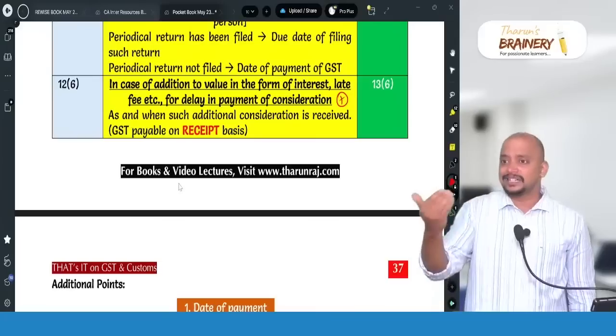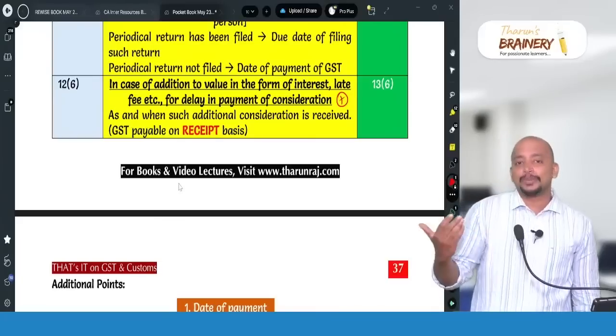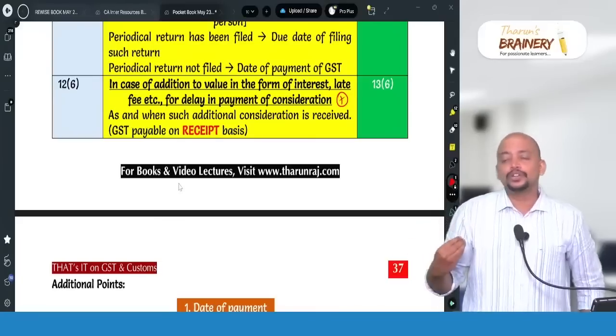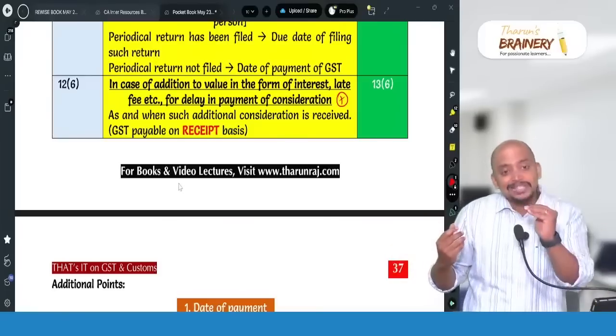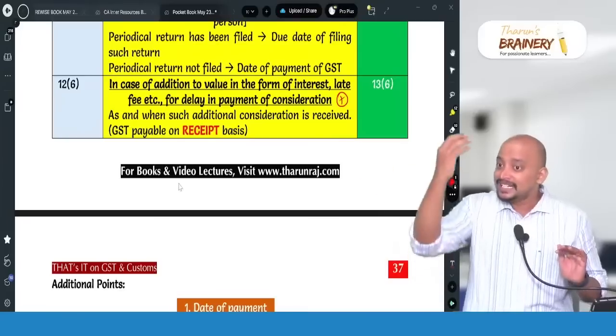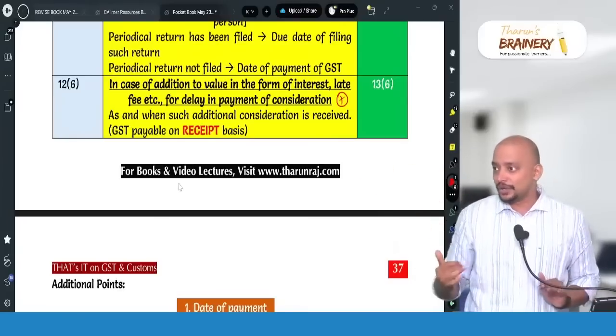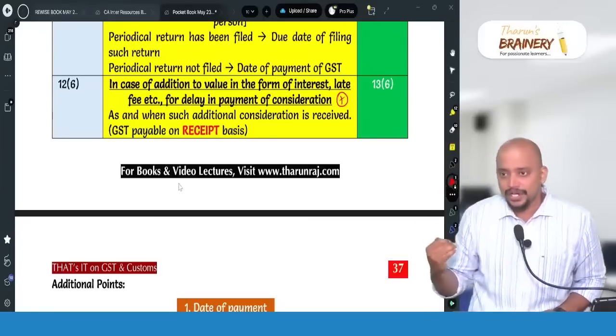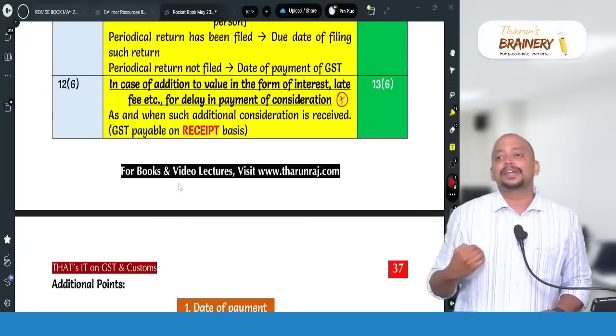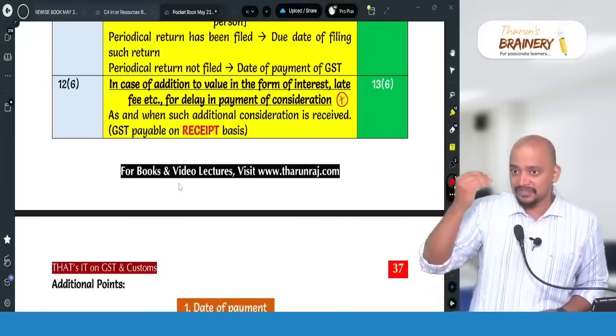How to collect that interest? For that we need to give one document called a debit note. A debit note or credit note will be given by the supplier to the recipient. An increase in the invoice value needs a debit note; a decrease in the invoice value needs a credit note. Here, because of this interest, late fee, penalty, there is an increase in the invoice value. So for that reason, the supplier should give a debit note and collect it from the recipient.